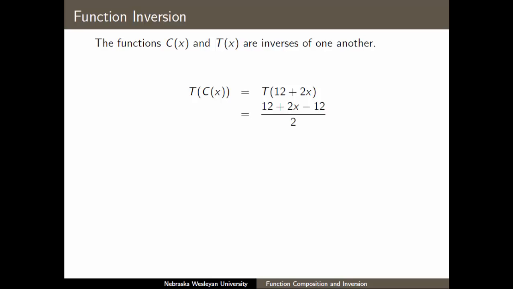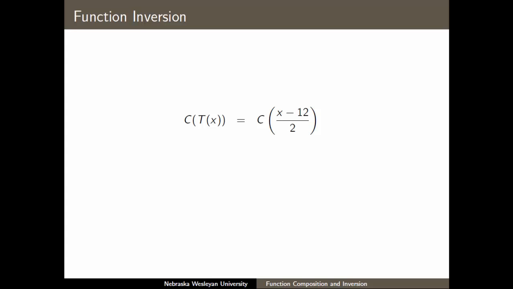If I apply the toppings function to the input 12 plus 2x, then the x in our generic definition of the toppings function becomes 12 plus 2x instead. If I apply the toppings function now to the cost 12 plus 2x, then that function takes the cost, which is 12 plus 2x, subtracts 12, and then divides the entire expression by 2. If I begin to simplify this, I have 12 minus 12, which cancels out, and I have 2 divided by 2, which cancels out, and leaves me with x, as we expected.